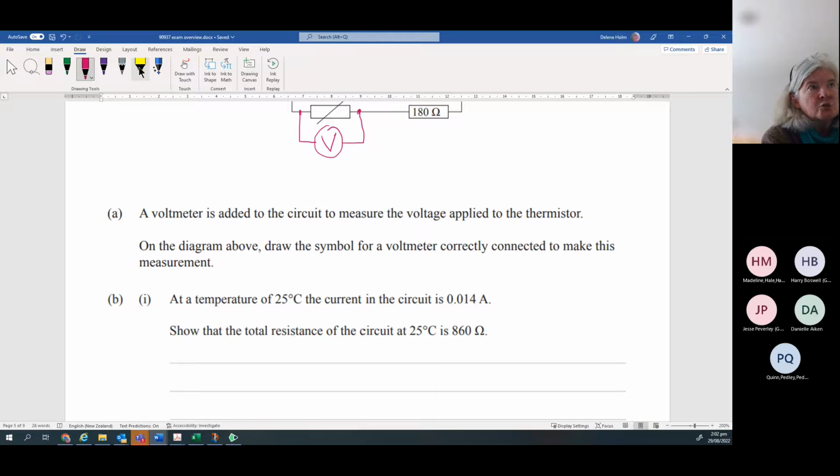Now here, it is really important to show full working. You can't get anything unless you show full working. When you're told that you've got to show that the answer is this, you've got to show every single step. So don't just write a mass of numbers and make it equal to 860, because you're not going to get anything for that. You have to show all the steps.